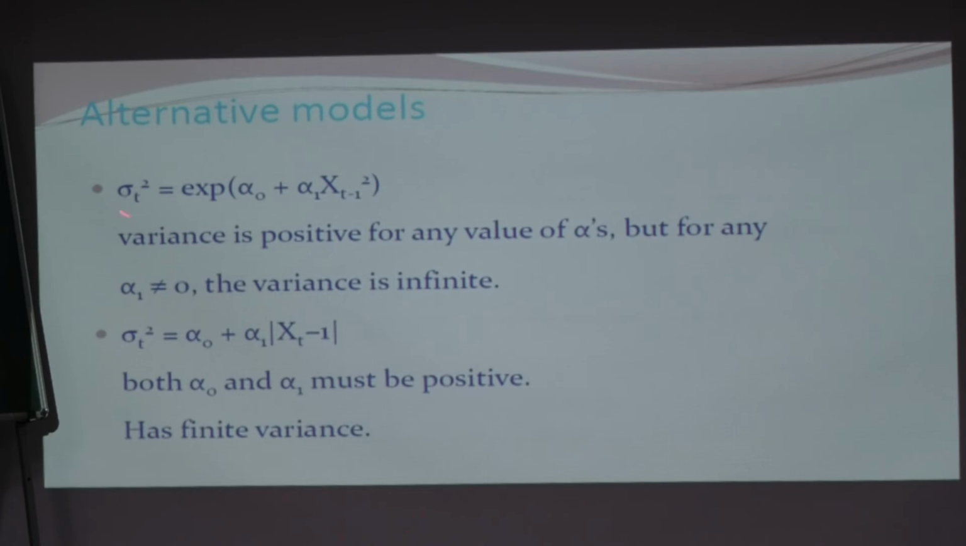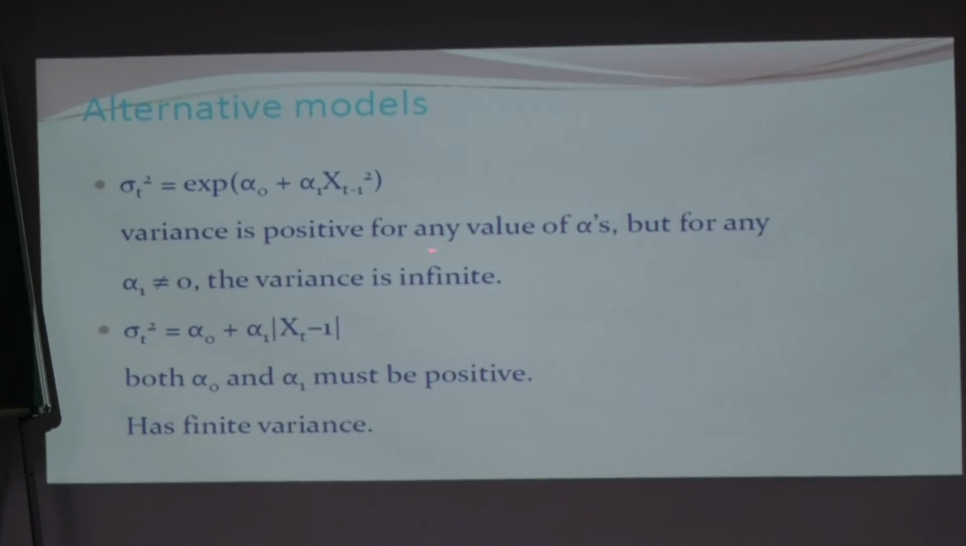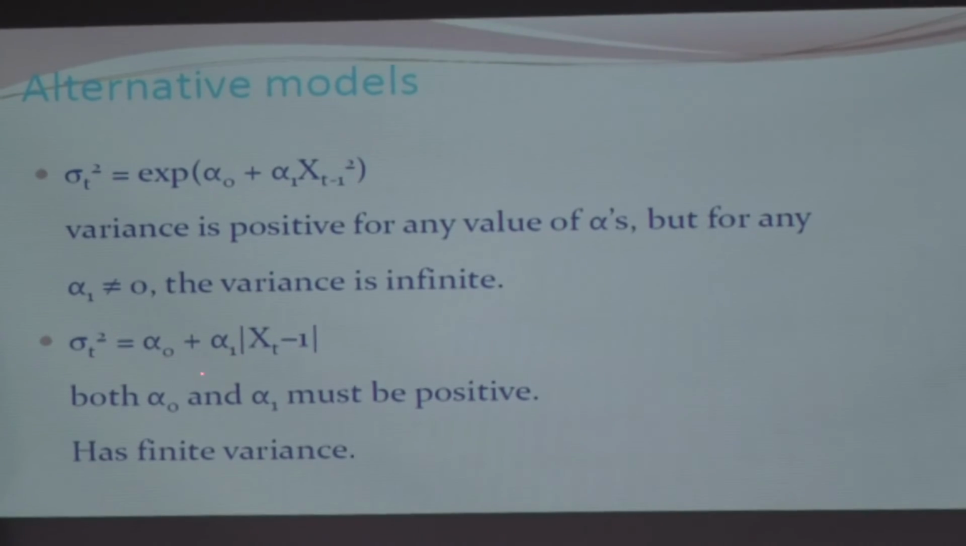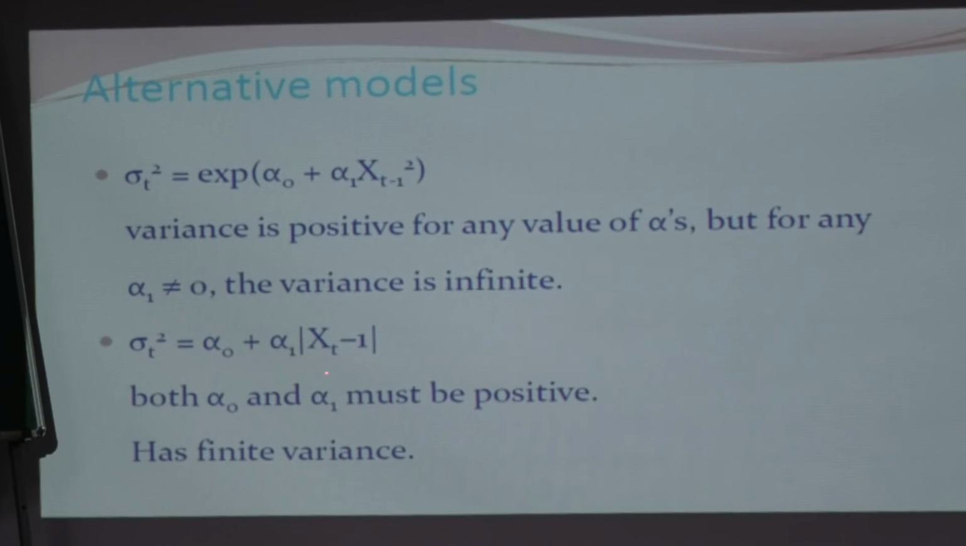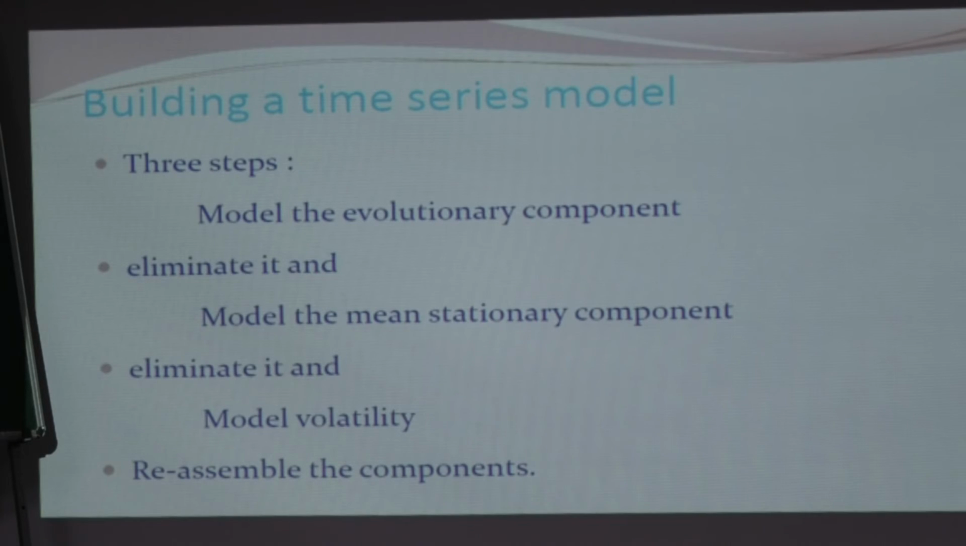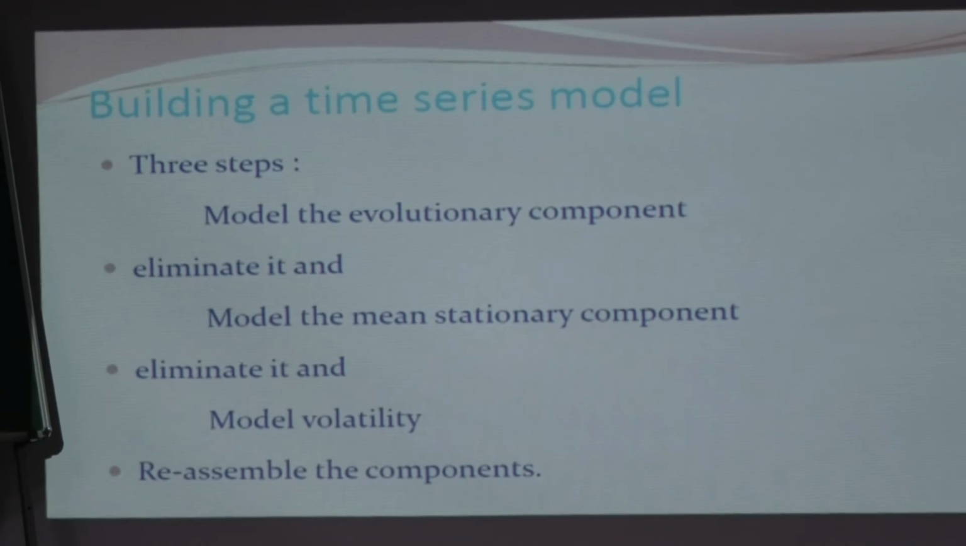Alternative models would be sigma t can be e to the power of something, so variance is positive for any value, but again there are infinite variance problems. You do this with x of t minus 1, so rather than taking the square, you take the absolute value, and it has finite variance and everything is fine. But working with the modulus is generally more difficult, therefore we generally take the square. It's the same reason we look at the variance rather than the mean deviation. So I think this is something you should be careful of.